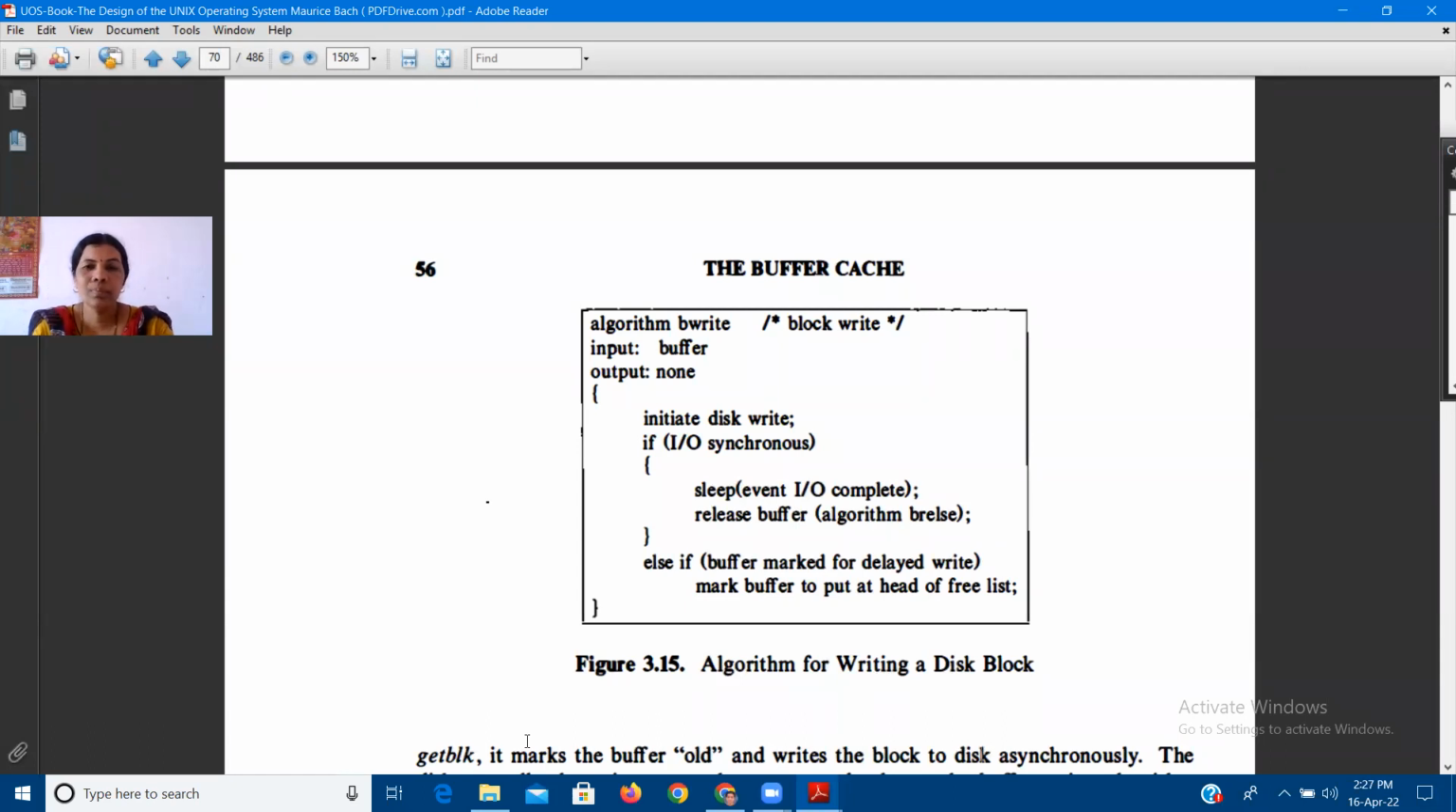Write down this algorithm, and after writing, you can drop your attendance in the chat box and then you can leave. We'll stop here today.